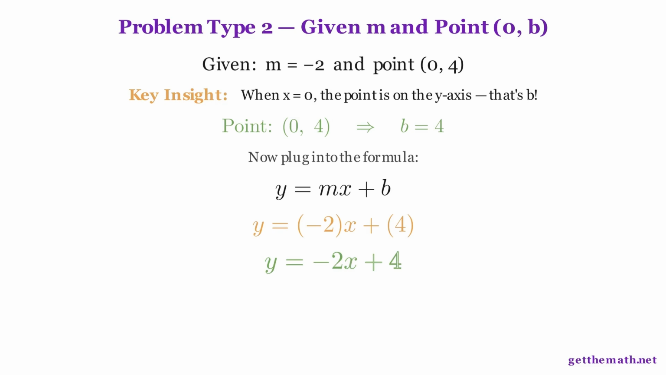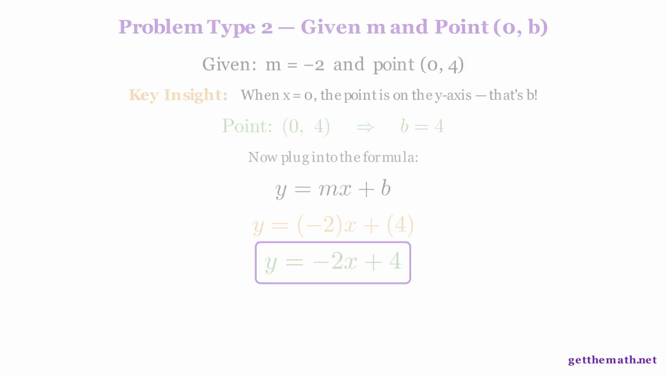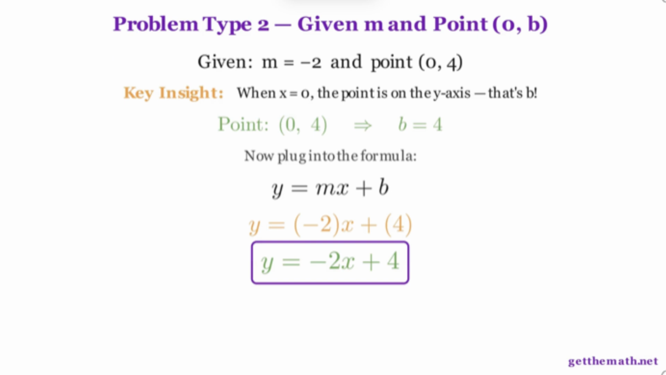Let's plug in: y = mx + b, so y = -2x + 4. The equation of our line is y = -2x + 4. The trick was recognizing that the point (0, 4) told us b equals 4, because x equals 0 means we're on the y-axis.